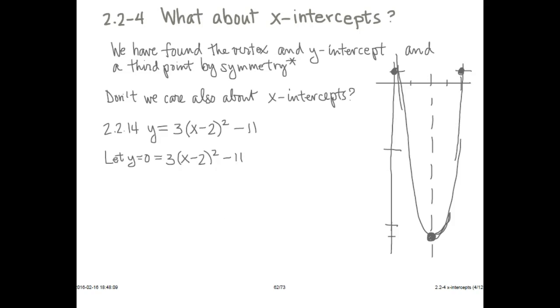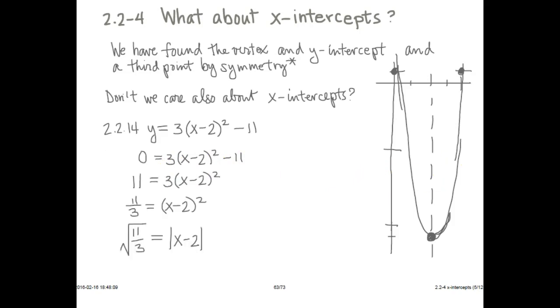Well, these are places where x is something or other and y is 0. Before we let x be equal to 0. Now we're letting y be equal to 0, and then we need to solve this for x. So we add 11 to both sides, divide by 3, take the square root. It's gotten us this far.